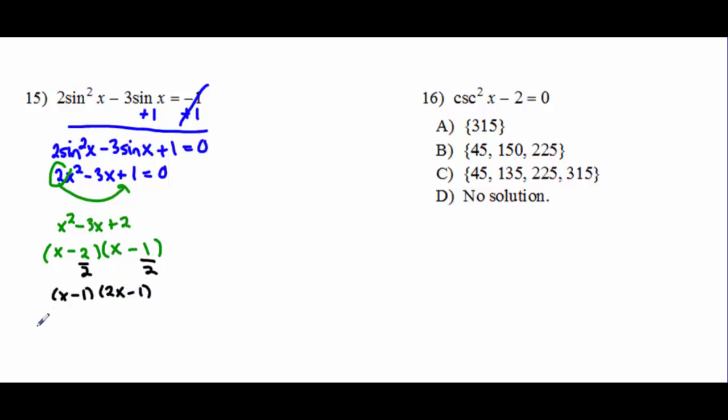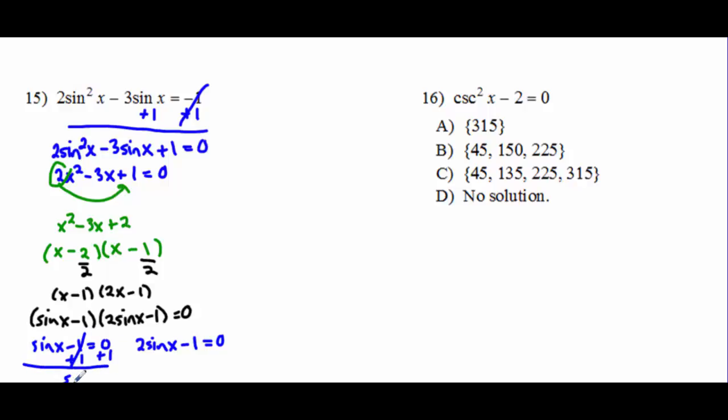But instead of x, remember this is supposed to be sine x. So I'm actually getting sine x minus 1 and 2 sine x minus 1. And now I'm ready to actually solve this. So I need to set each parentheses equal to 0. This is a skill that we do in Algebra 2 when we're solving quadratics. And one way to solve quadratics is by factoring and setting equal to 0. And so I'm going to add 1 to both sides and get sine x equals 1. And then the other one I'd add 1 and then divide by 2. So that gives me sine x equals a half.